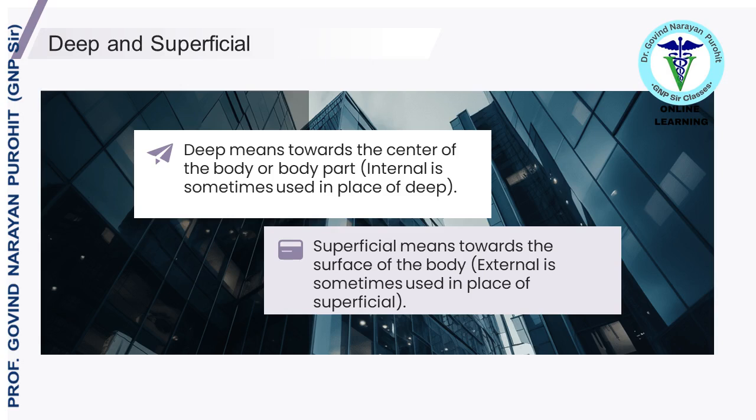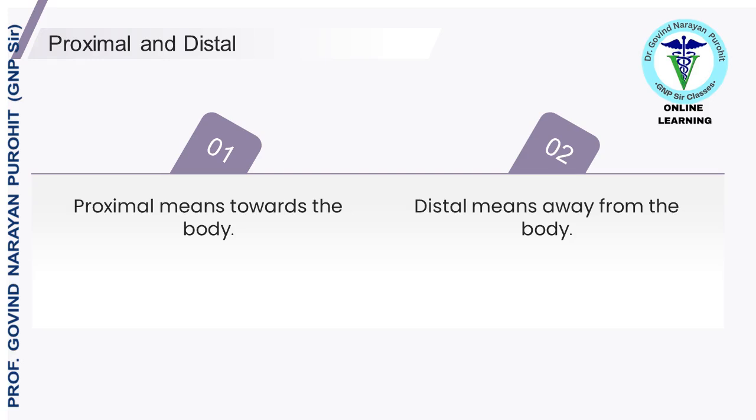Deep and superficial refer to the position of the body parts relative to the center or surface of the body. Deep means towards the center of the body or body part. Internal is sometimes used in place of deep. Superficial means towards the surface of the body. External is sometimes used in place of superficial. Proximal and distal are used to describe positions only on extremities, such as leg, ear and tail, relative to the body. Proximal means towards the body and distal means away from the body.